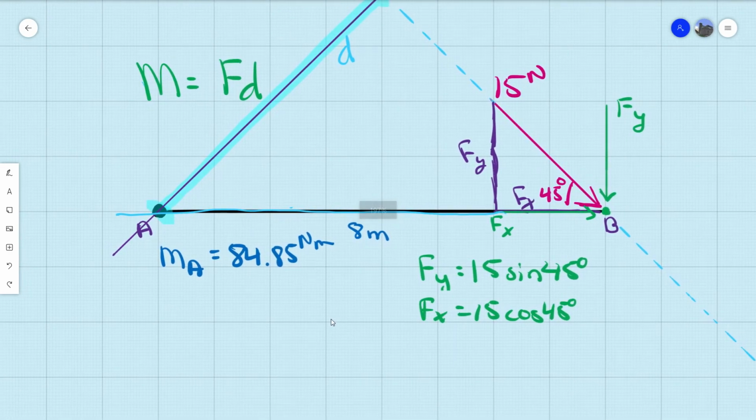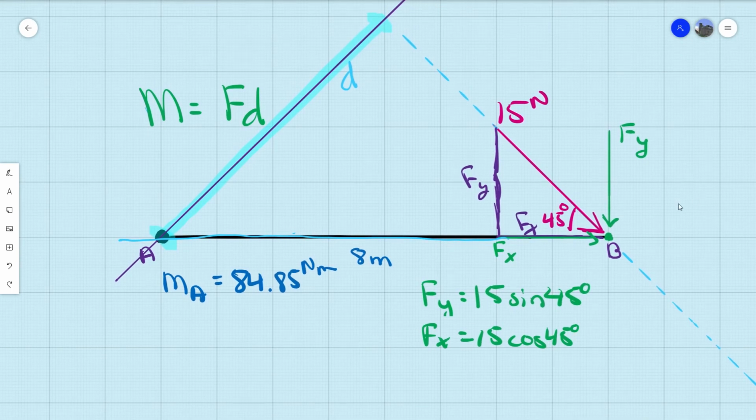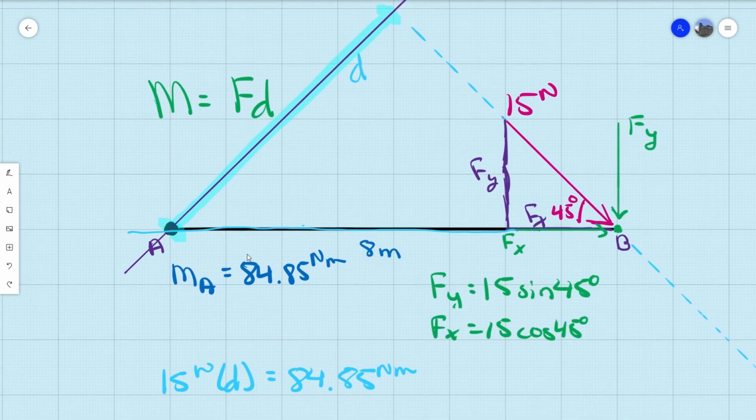Now, if we wanted to figure out this perpendicular distance, we would just set up a quick equality. You most likely won't have to do this in a question in class, but it's important to know. Helps you get comfortable with the material. So we know that the moment generated by the 15 Newton force is 15 newtons times some distance from A. And this equals 84.85 Newton meters, because this moment is equivalent regardless of where this force is pointing, because we've accounted for the fact that it's at an angle by using the component.